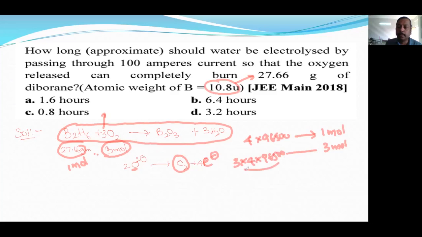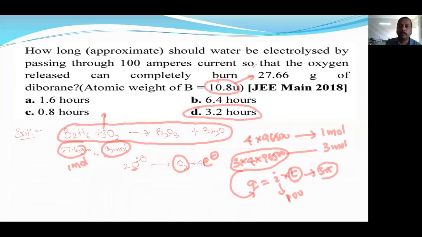This is the charge required. Then what will you do? Q is equal to I into T. So you will substitute Q here, and the answer is in hours, so this time will be in seconds. I is already given, I think 100 amperes. So after converting the seconds into hours, then only you will get the correct answer. Answer to this question is B option, 3.2 hours.